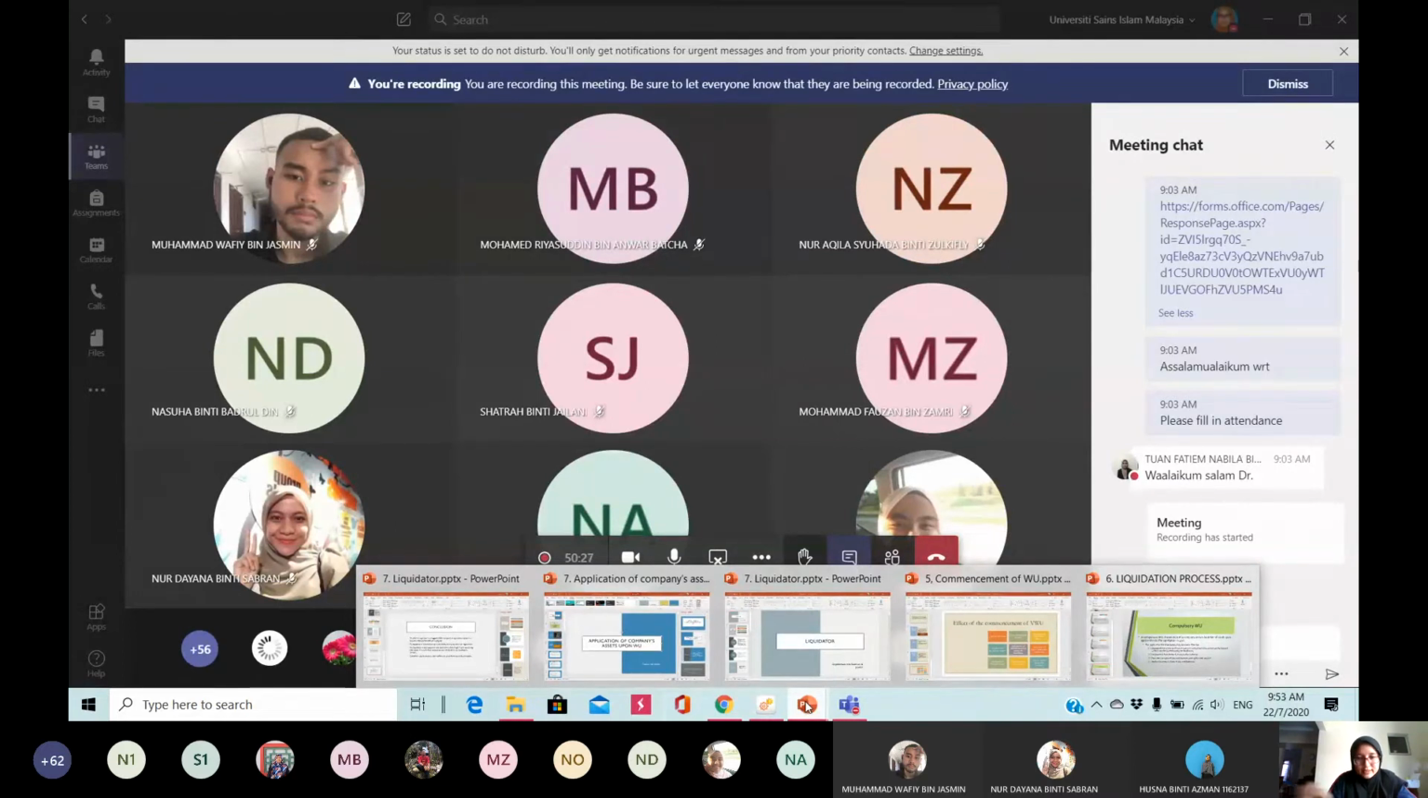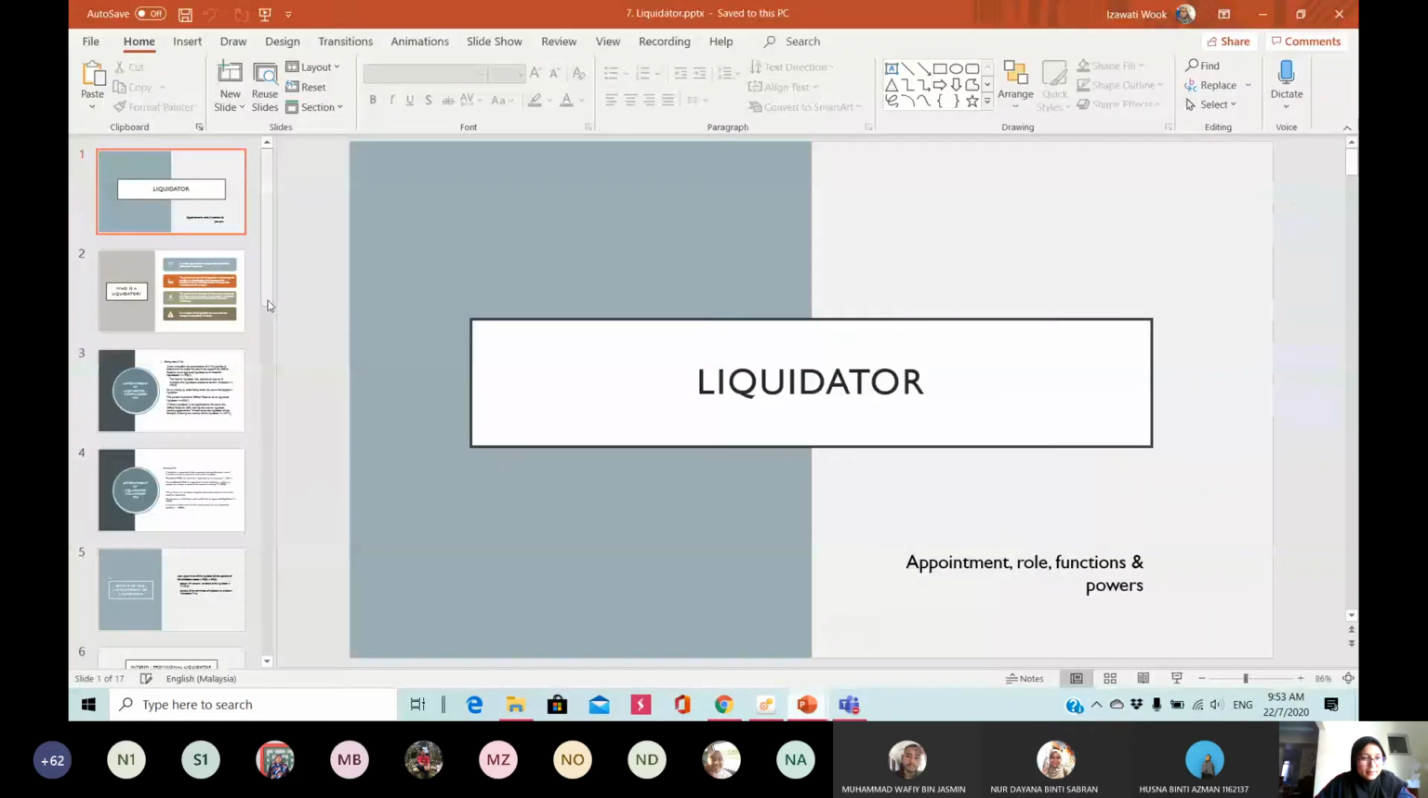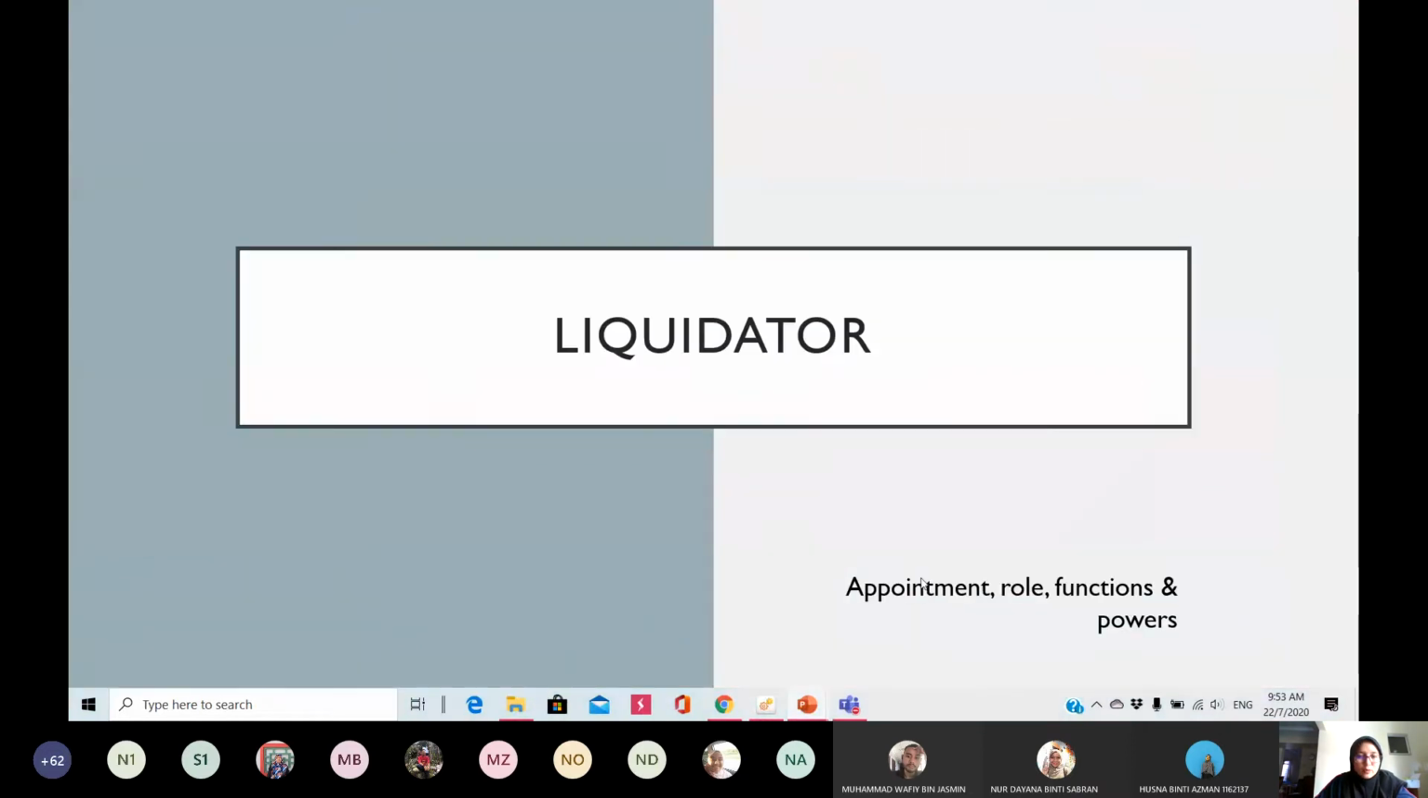Okay, so kita tengok sikit tentang liquidator. Siapa liquidator? Yeah. So yang ni boleh kata macam dia punya role lah. Ya. So kita tengok sikit je untuk yang ni. Who are the liquidators? For you to know lah who are they.